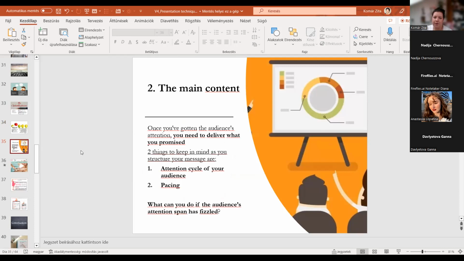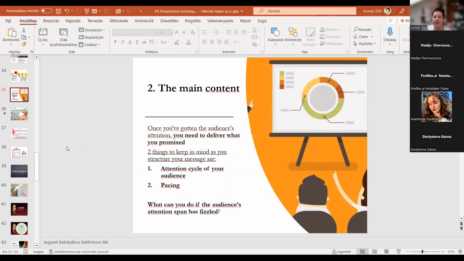That was the beginning, the introduction. When we move to the main body, the main content, the main info, the important thing here is to create cycles, let's say, in the large cycle of the presentation, because people cannot pay attention for a long period of time. We discussed it before, Nadia said before.